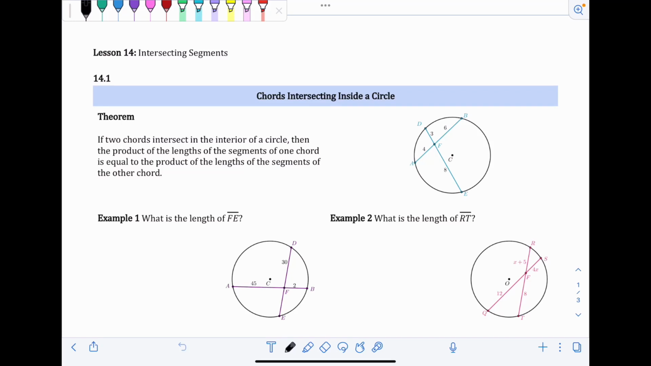Lesson 14 is called Intersecting Segments, and it has a bunch of different theorems about secants and chords and tangents, just all lines that have to do with the circle. So 14.1 is called chords intersecting inside of a circle.